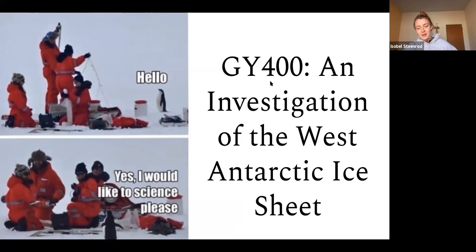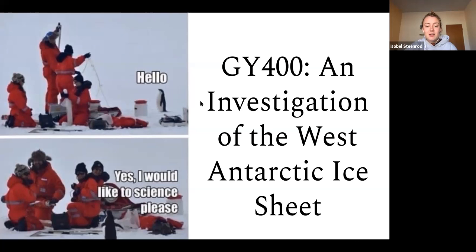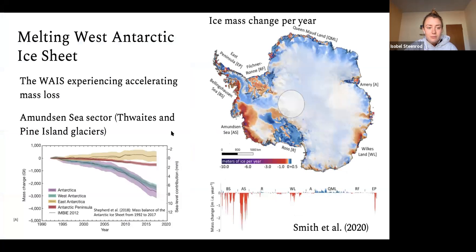And we all took GY400, an investigation of the West Antarctic Ice Sheet. And here we go. So the West Antarctic Ice Sheet is in this map. It's to the left. It's this red area over here.